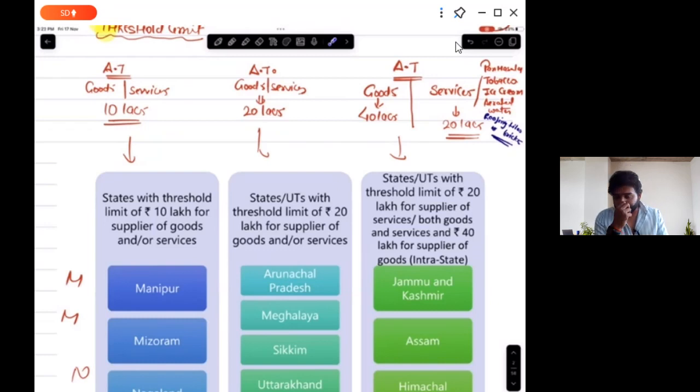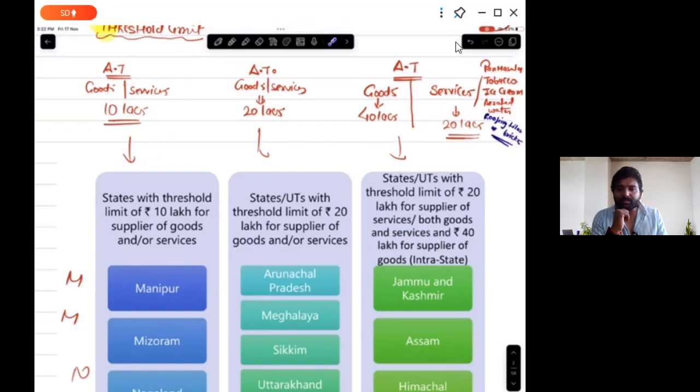Always remember, in case there is a conflict in 2 limits, like I am having 2 different branches and one branch is in one state and another in another state and the limit is different, then what should I choose? Always go for the lower limit. Always go for the lower limit.